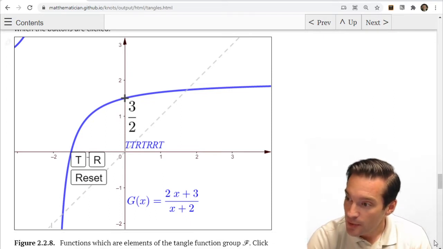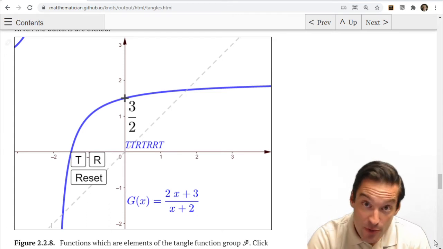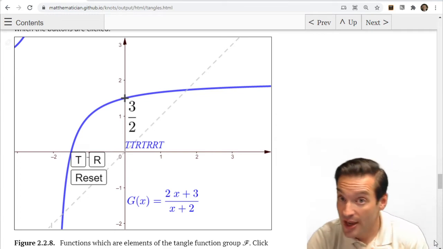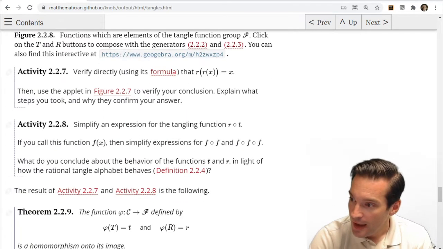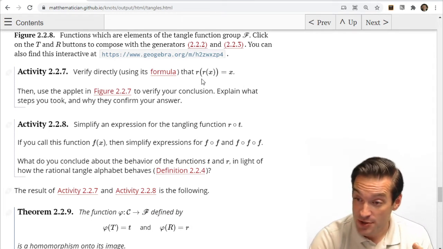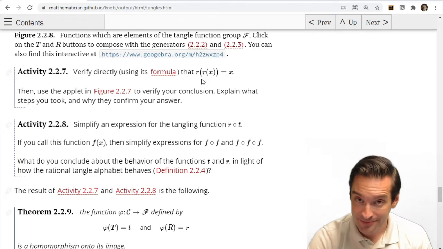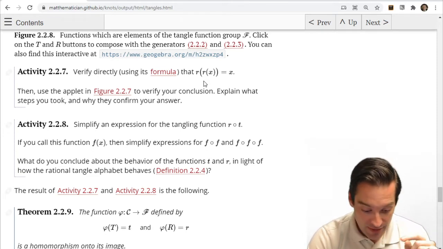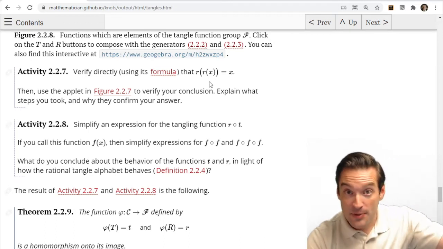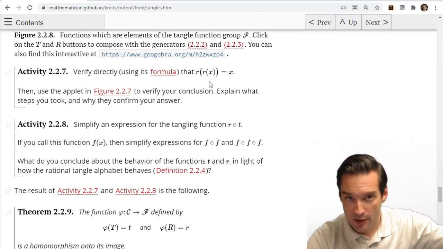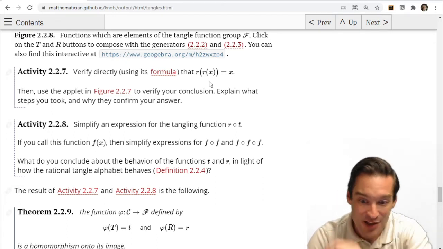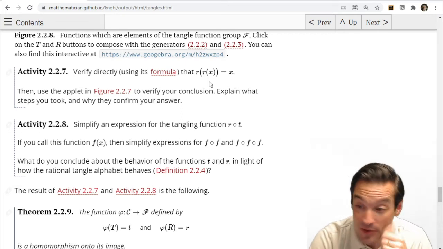The question is, how can we be sure that these functions do the same things that the rational tangle generators T and R do? How can they encode the same algebraic structure? And to verify that, we have to verify two things. We need to verify that my rotation function is its own inverse, and also that the composition T followed by R, if I do that thing 3 times, TR, TR, TR, in other words, R of T of R of T of R of T of x, should all cancel out and give me the identity element in the group of functions.